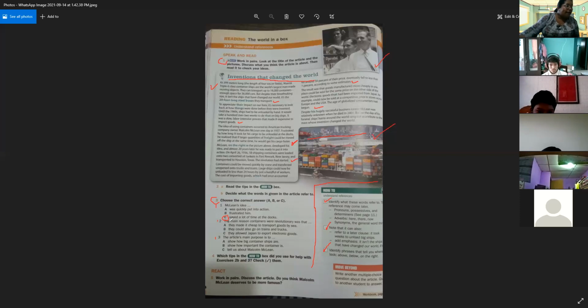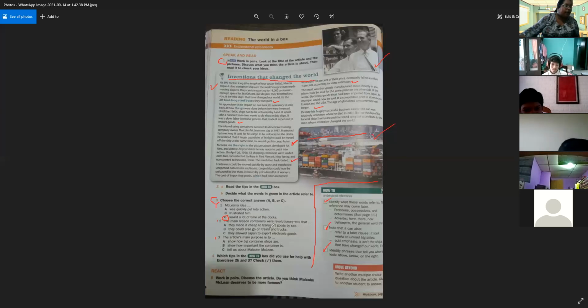The number 2, the main reason containers were revolutionary was that they made it cheap to transport goods by sea. They could also go on trains and trucks, or they allowed Japan to export electronic goods. Okay, Juan says the letter C. Everybody think the same? Or somebody think is other idea?